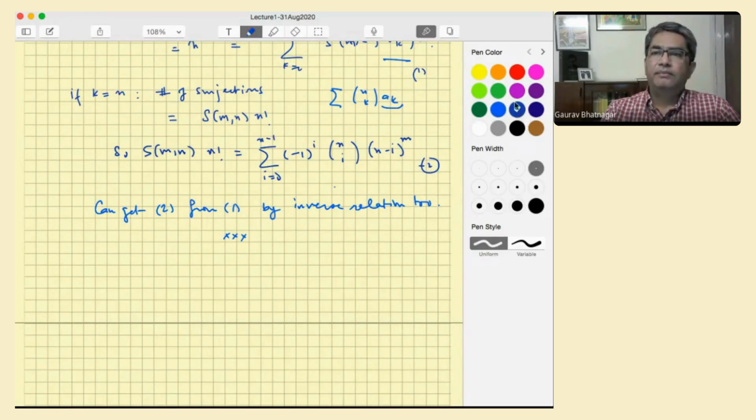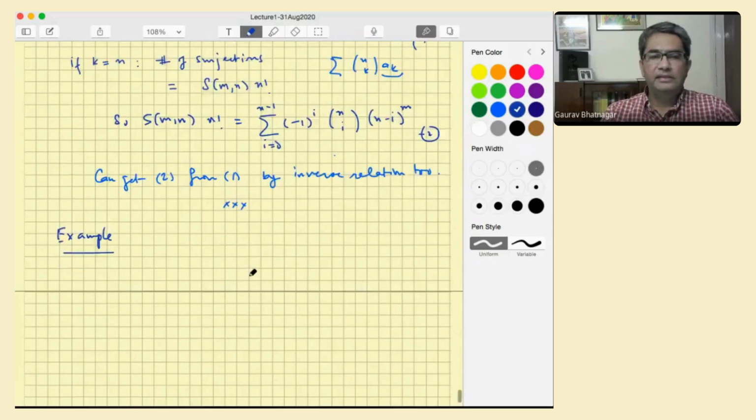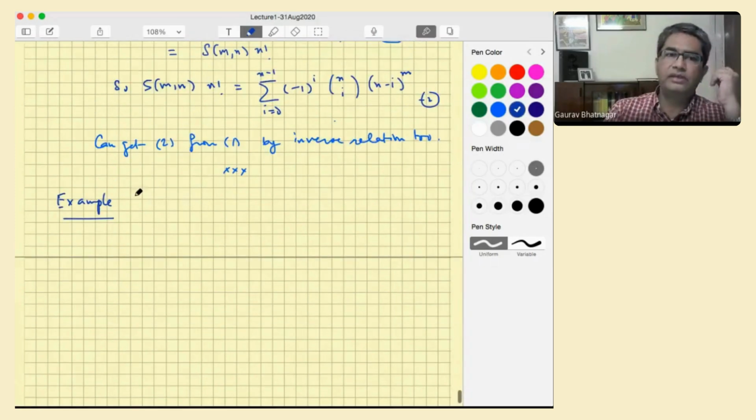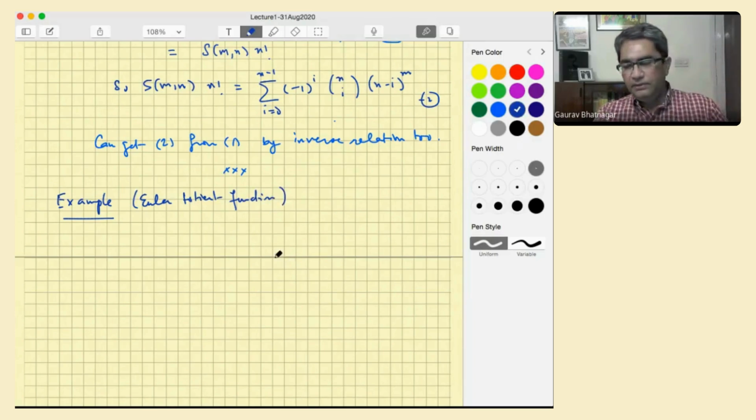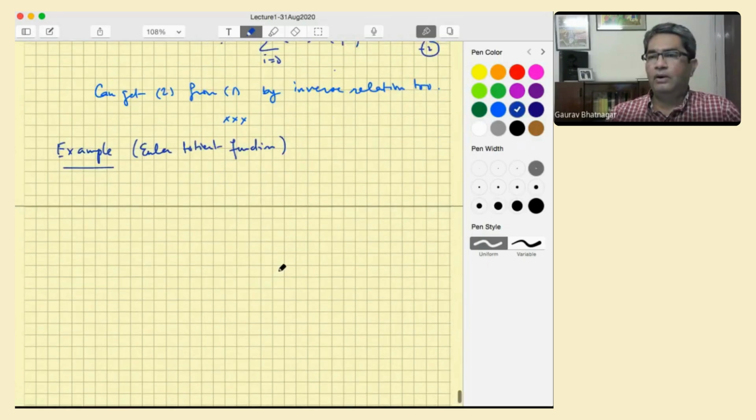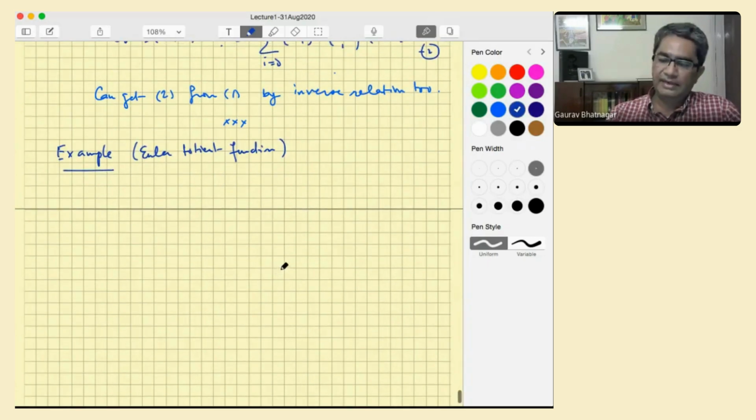Okay, so let's look at one more number theoretic example. So again, this is where it comes out. This is known as the Euler quotient function. This is in a number theoretic context, how inverse relations come out, and this is very important.